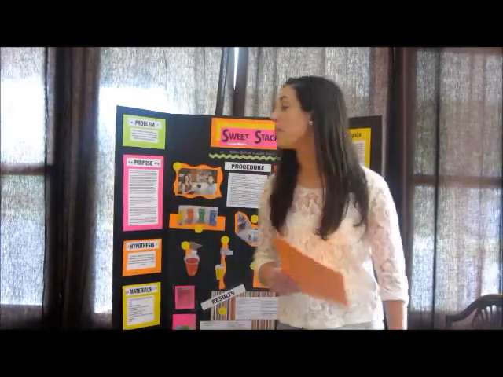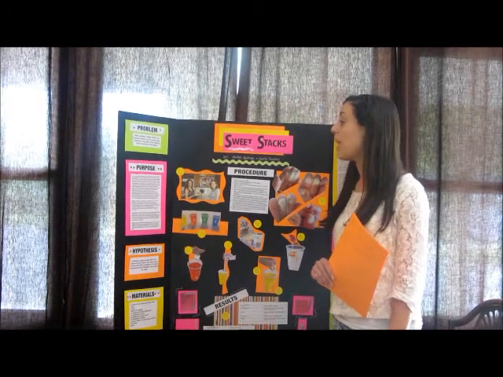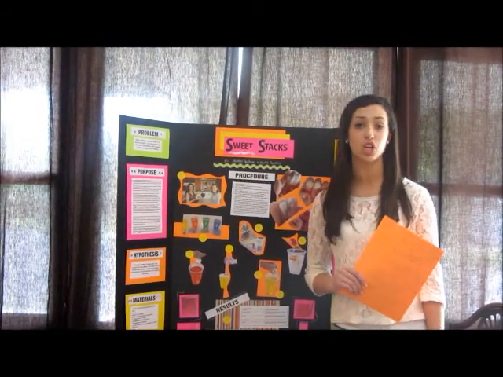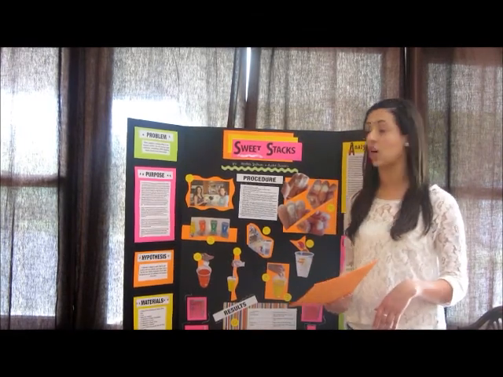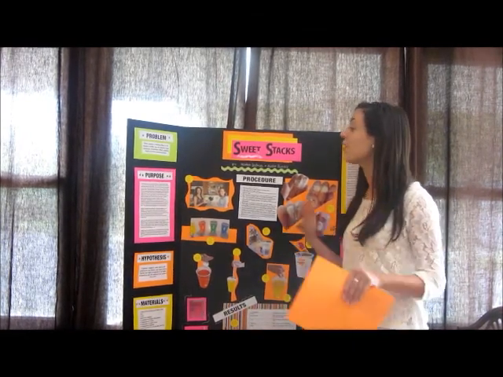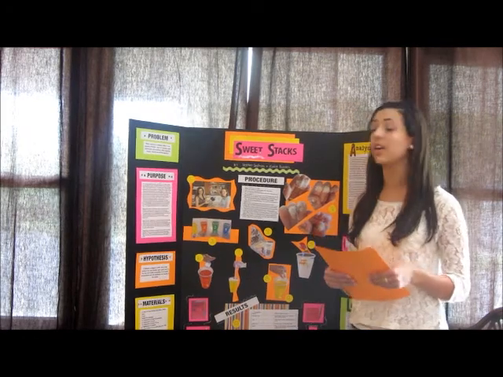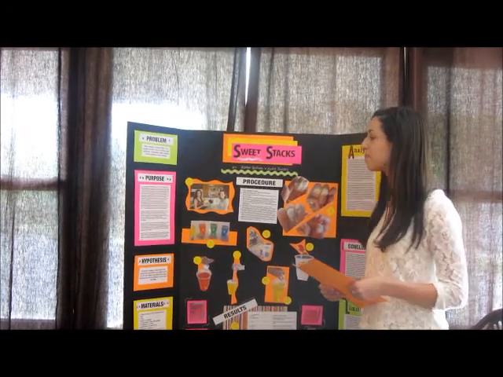All right, first off with our problem. Our problem is: how do varying sugar substitutes, we used 3 different substitutes and then our regular sugar, how do their compositions affect layering liquids according to density?